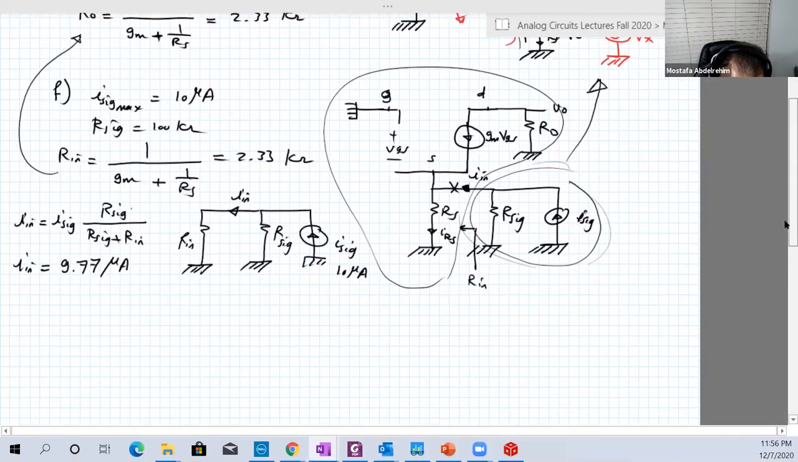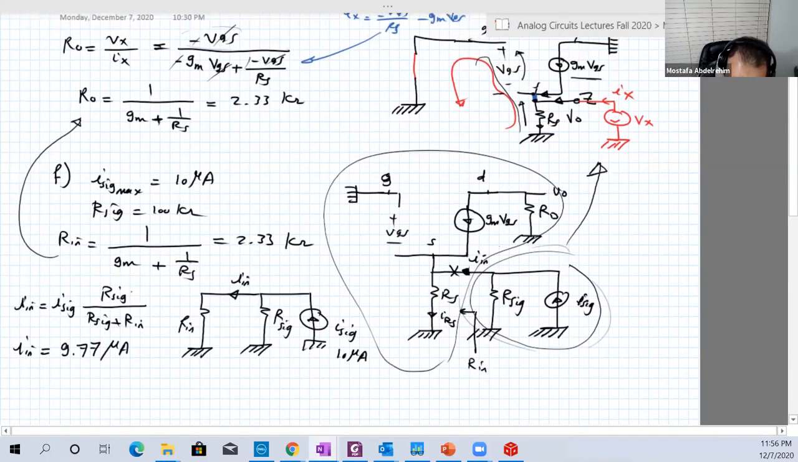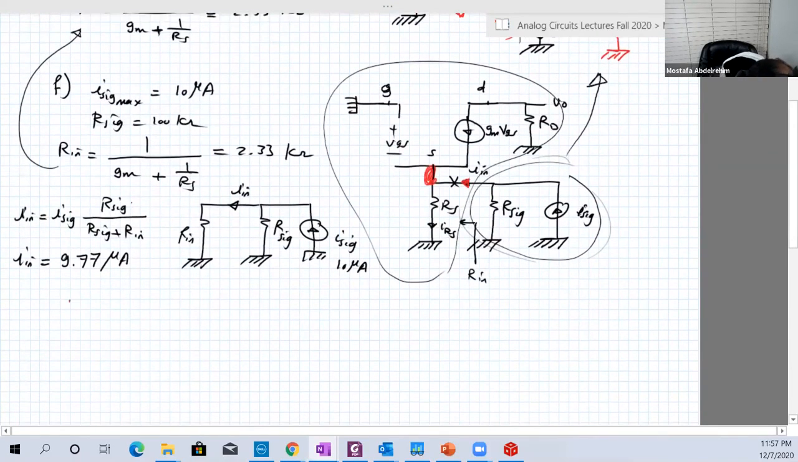Now we determine I input here. So let's go back to the original circuit. So we know our I input. At that node, I input is going into the node. GM VGS is also going into the node. And the IRS is going out of the node. And the IRS is equal to the voltage across RS, which we don't know, over RS.